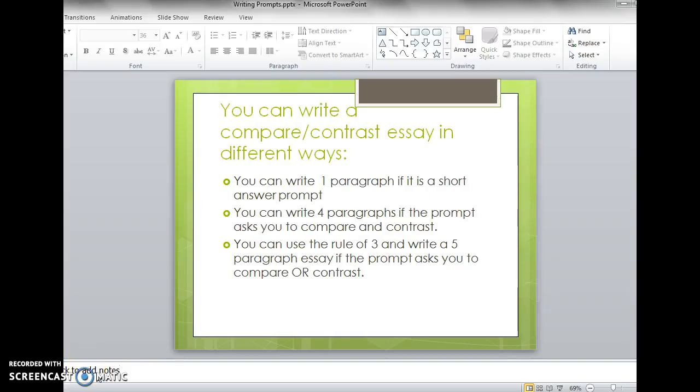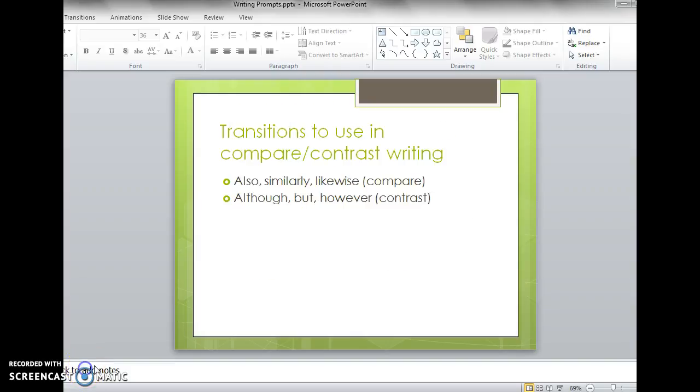You can write a compare and contrast essay in different ways. If the space that they've given you to write is very small, you can write one paragraph. You can write 4 paragraphs if the prompt asks you to compare and contrast. Finally, you can use the rule of 3 and write a 5-paragraph essay if the prompt asks you to compare or contrast and you've been given lots of writing space. And here are some transitions to use when you're comparing and contrasting.